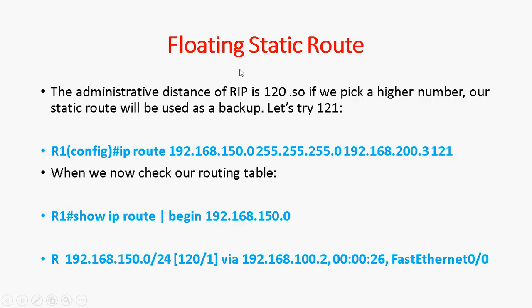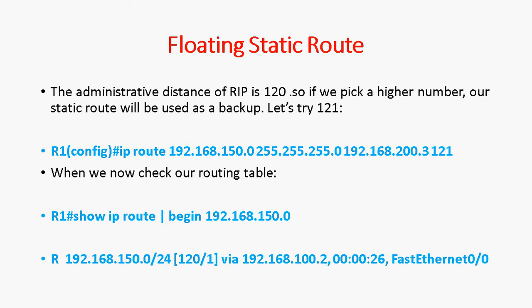The RIP administrative distance value is 120, so we have to pick a value higher than 120. Here I'm giving 121 for the static route. We configure the static route again: ip route, network ID, subnet mask, next hop IP, and then the AD value, which I am setting as 121. So from the R1 router I configure the static route through the R3 router, with the AD value changed to 121.